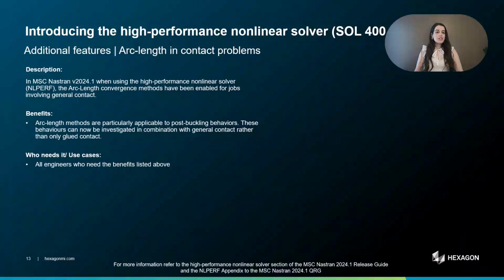Finally, in MSC Nastran 2024.1 and in our high-performance nonlinear solver, we now include arc-length convergence methods for jobs involving general contact. The key benefit of arc-length methods is their applicability to post-buckling behaviors, allowing these behaviors to be investigated in combination with general contact rather than being limited to glued contact. This feature is really essential for engineers who need to analyze complex post-buckling phenomena accurately and efficiently in their simulations.